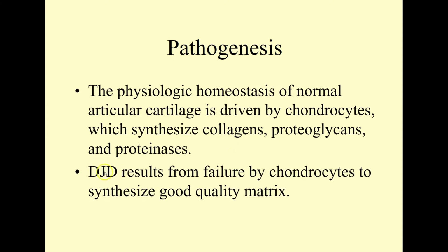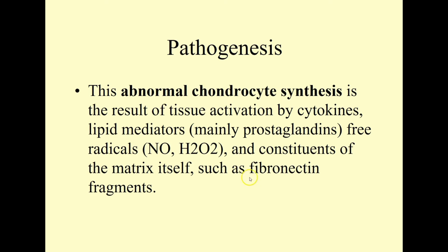One way to take a look at DJD is that we're really seeing a failure of chondrocyte synthesis. So we're not able to produce the collagens and the proteoglycans, or they're overproducing proteinases, and we exceed the ability for normal turnover. Abnormal chondrocyte synthesis is really the core of DJD, particularly in synovial joints. And we know that chondrocytes can be activated by cytokines. We also know that lipid mediators, particularly prostaglandins, and certain free radicals like nitrous oxide or peroxide, H2O2, can produce these abnormal chondrocyte conditions. And then we have portions of the cartilage matrix itself, particularly fibronectin, that are capable of, again, producing abnormal chondrocyte activity and promoting the conditions that lead to DJD.